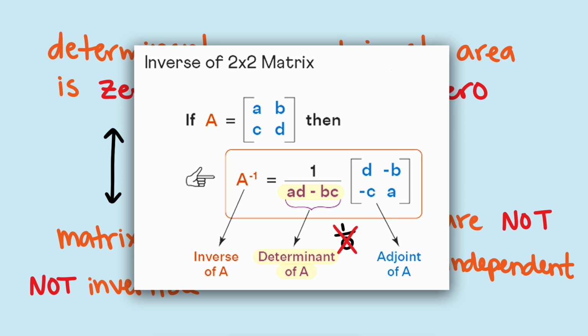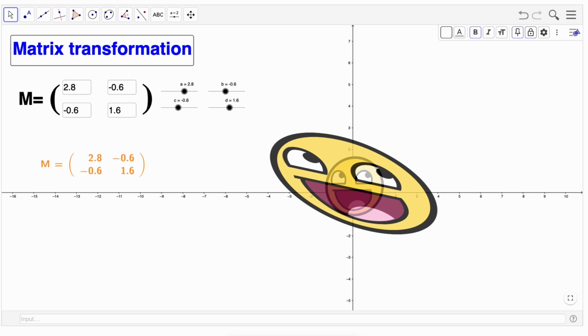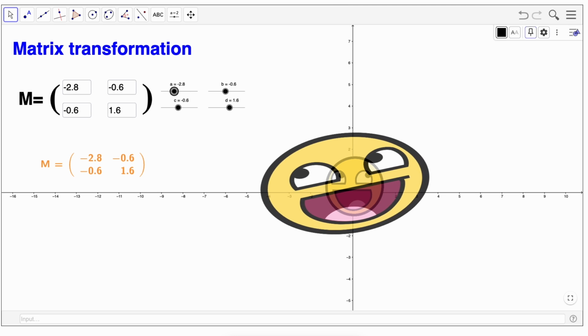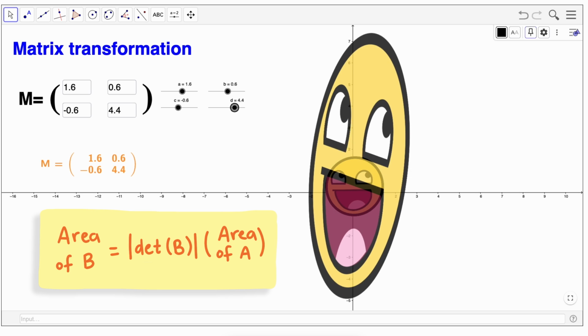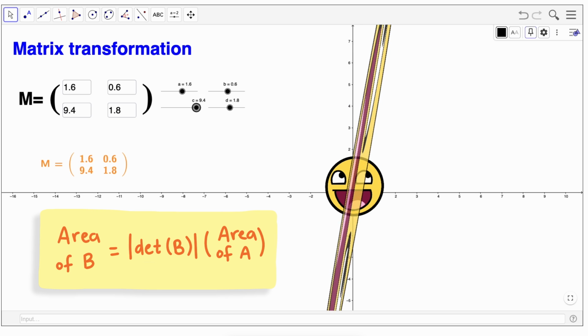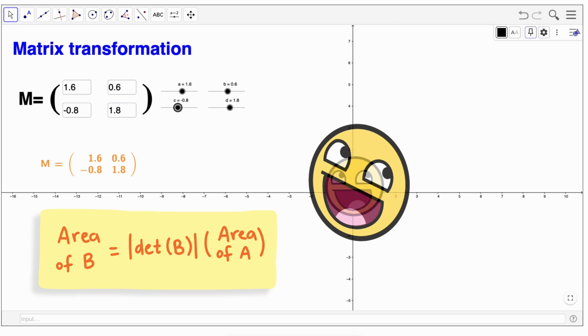Since the division out front would now be undefined. Determinants are also connected to the transformation of a matrix. In 2 dimensions, the area of an image in the plane will be scaled by the absolute value of the determinant of the matrix after applying the transformation.